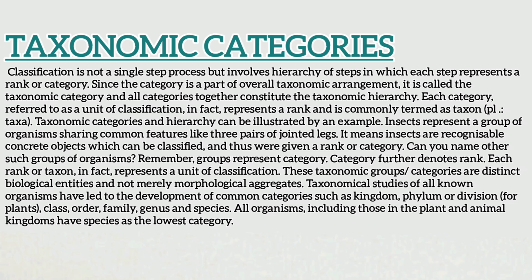These taxonomic groups, categories, are distinct biological entities and not merely morphological aggregates. Taxonomical studies of all known organisms have led to the development of common categories such as kingdom, phylum or division for plants, class, order, family, genus and species. All organisms, including those in the plant and animal kingdoms, have species as the lowest category.